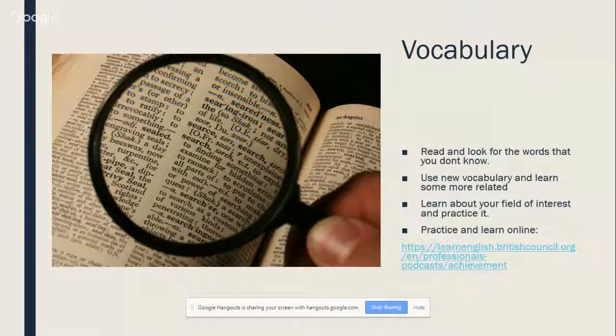as I have so much difficulty with grammar, I just don't know how to put that new vocabulary inside my sentences. Learn about your interests and practice and learn online. Okay, I think I can do that. Yeah, you say something pretty interesting, right? Because you say that you find it difficult to put the vocabulary together with the grammar, right? You find it pretty difficult.